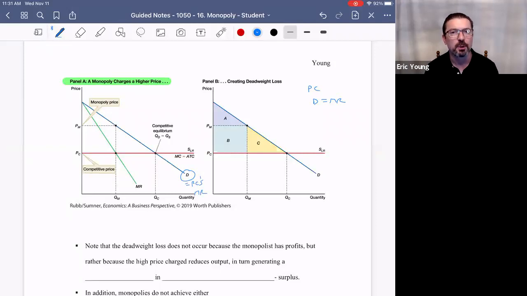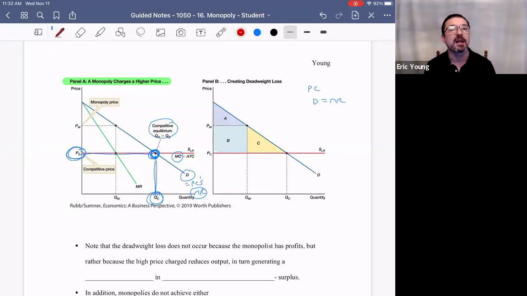Let's do PC in blue, and then we'll do color contrast. So for PC, they set marginal revenue equal to marginal cost. So the PC produces here. This is the competitive equilibrium. If you drop a line down, this is the competitive output level, we'll call it QC. And you drop a line across, and this is the competitive price. So these values in blue represent the PC equilibrium output level and price.